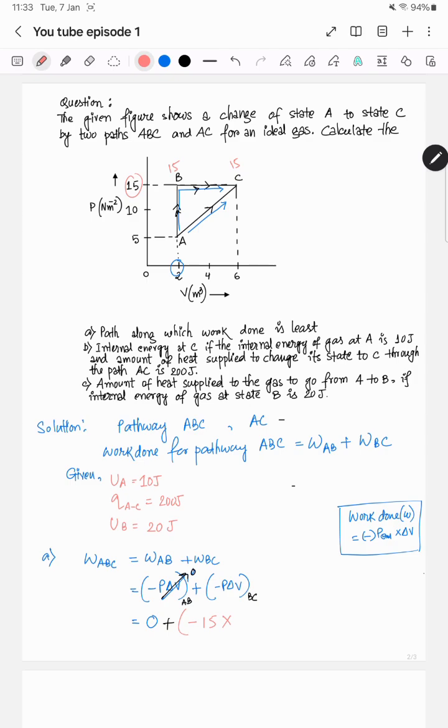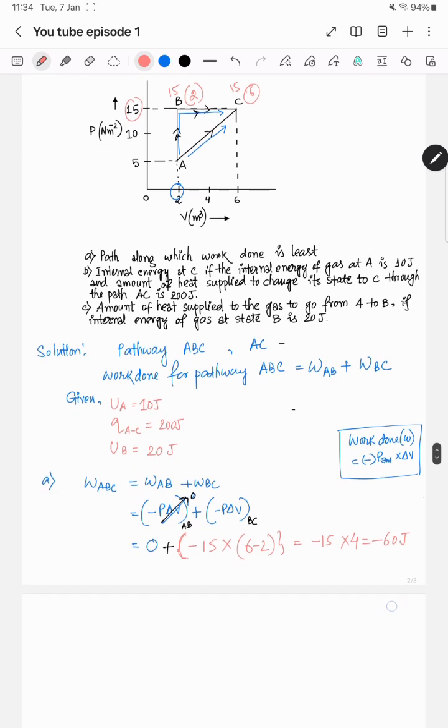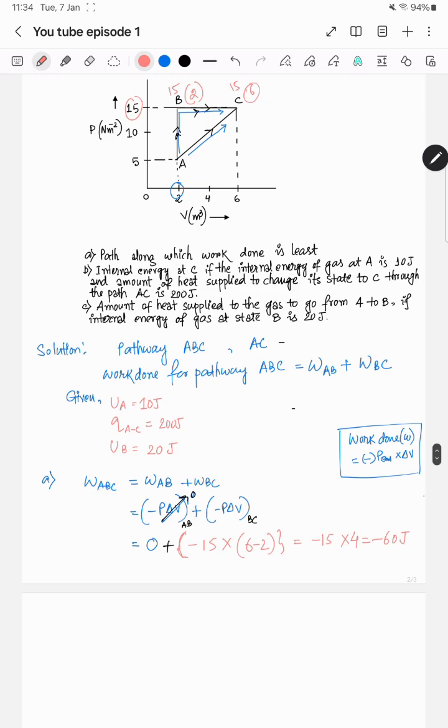The value of volume change will be 6 minus 2, because at point C it is showing 6 meter cube, and at point B it is showing the value 2. So it will be 6 minus 2. Okay. So the value we are getting is minus 15 plus 4, which is minus 60 joule for the pathway ABC. Now we have to solve the pathway for AC.